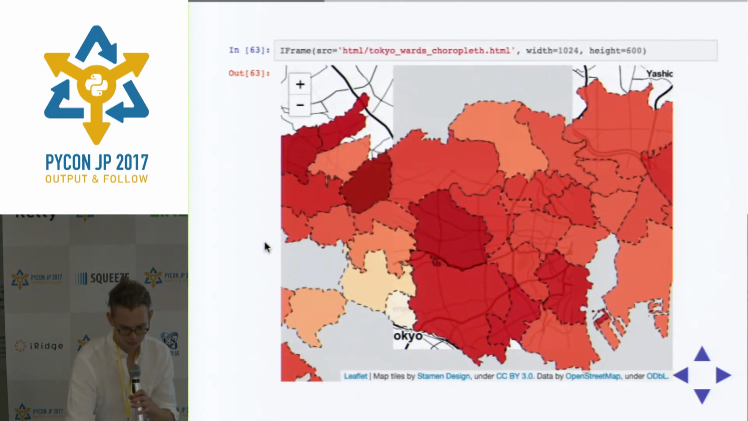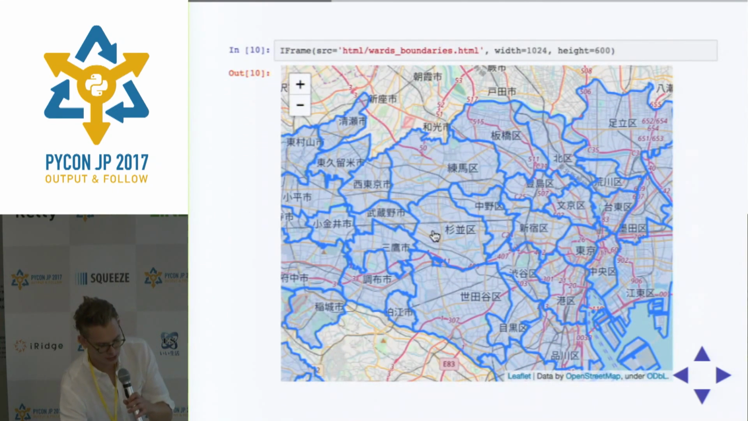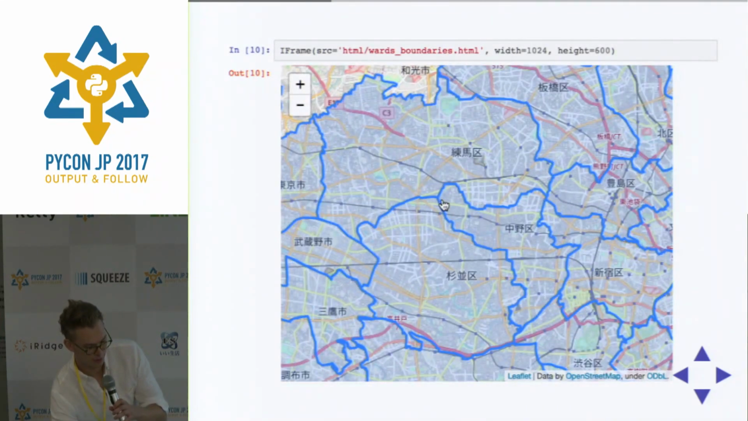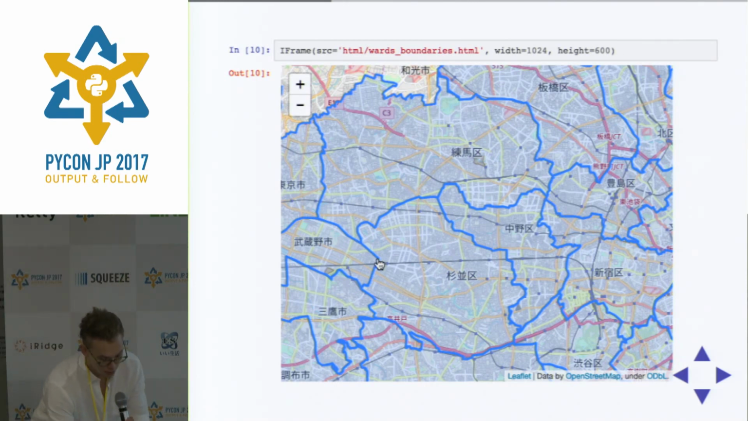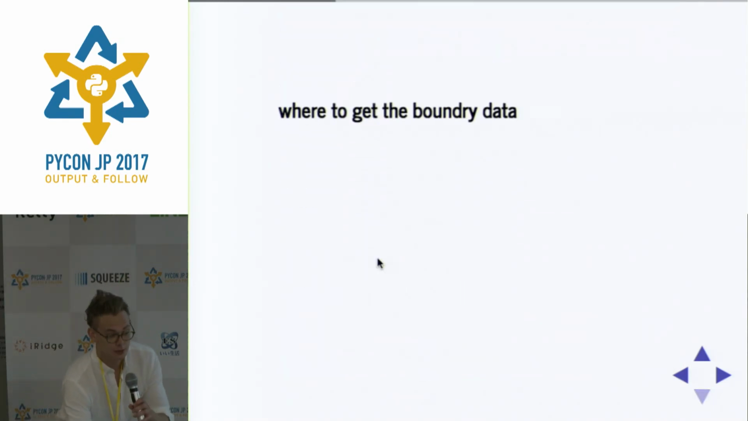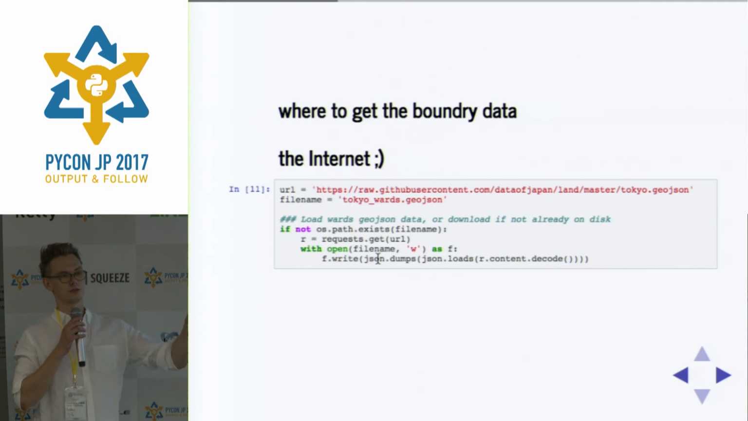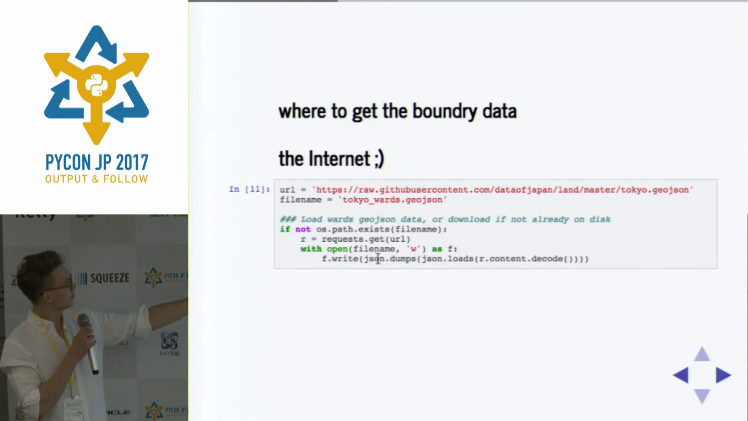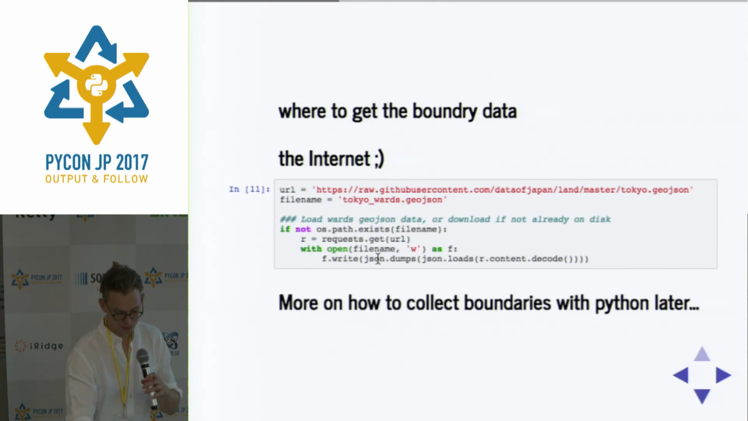So first we collect the ward boundaries, so the area boundaries. These are the area boundaries. They are just the lines that separate the areas. Where do we get them? Well, of course, the internet, stupid question. So I just went to Google and searched Tokyo boundary data, and I found a place where I could download it, so I just saved it to my local disk.